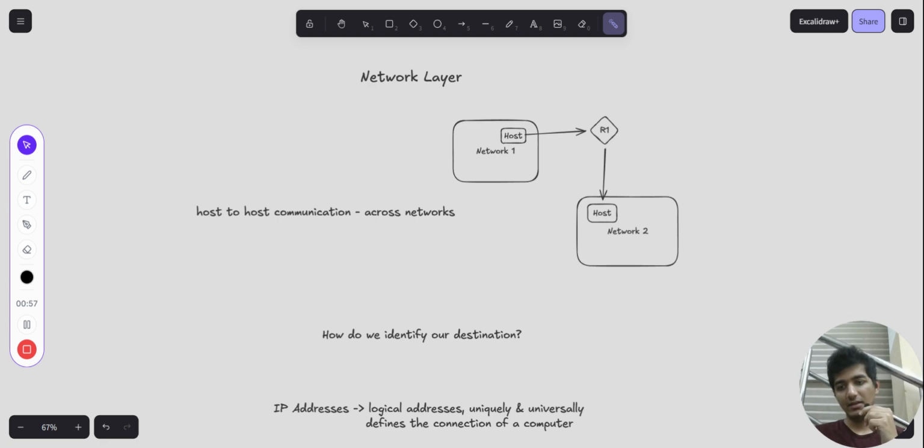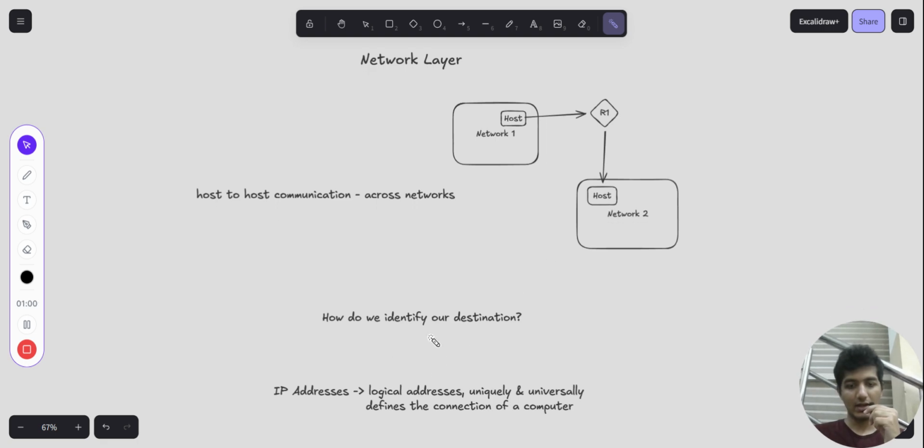But here we encounter our first problem. How do we identify our destination? How does the router know which host to forward the packet to? And let's say the host has to return a packet. How will they know the source destination?